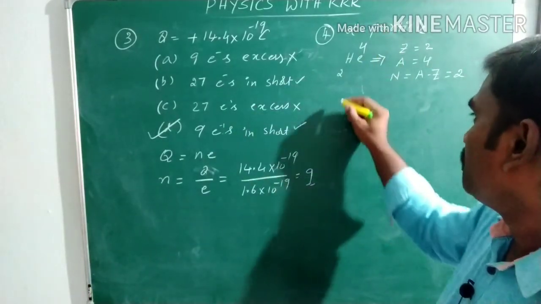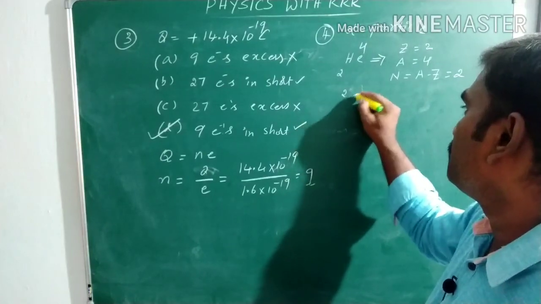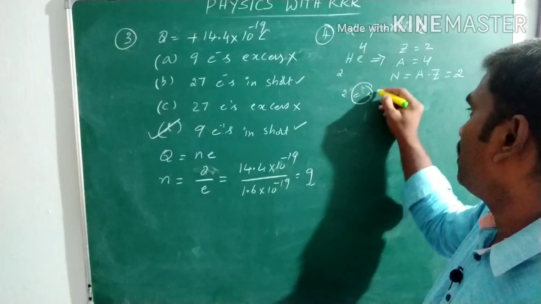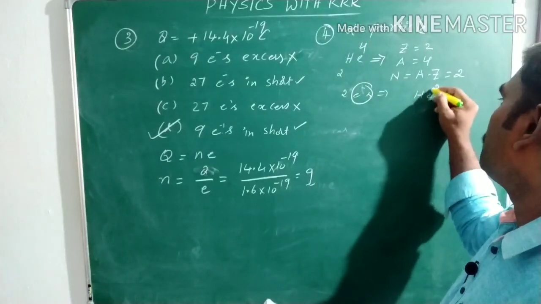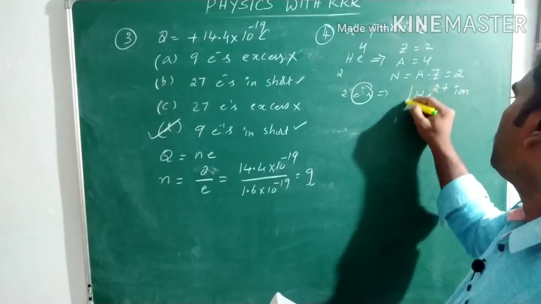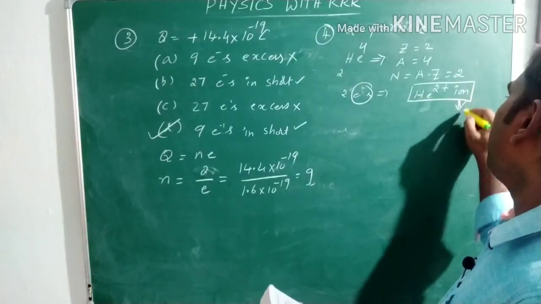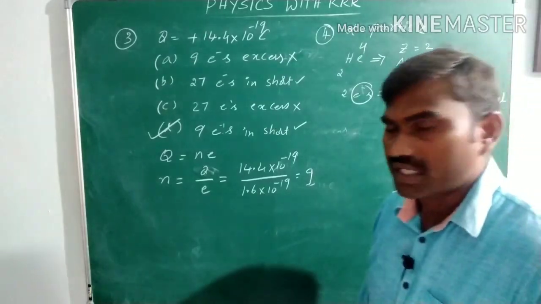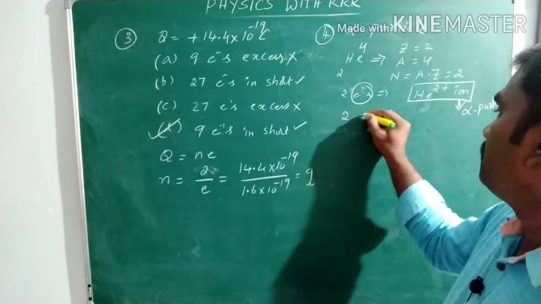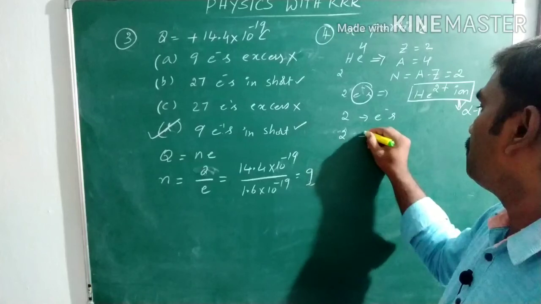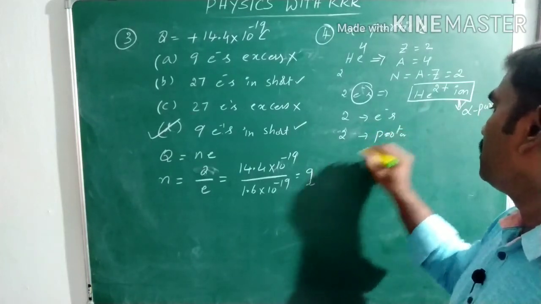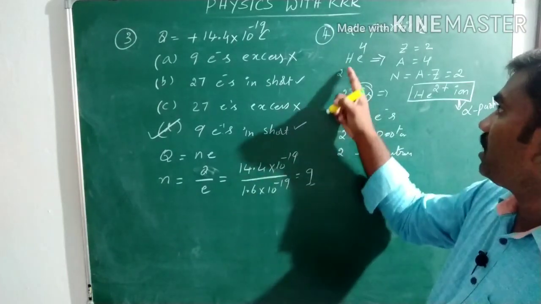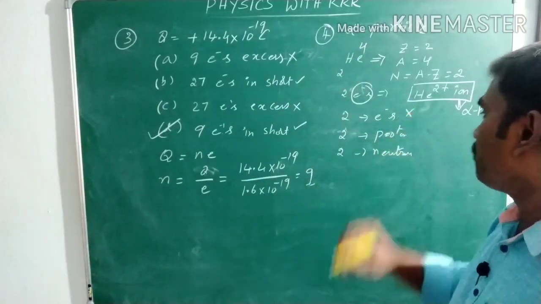So if these 2 electrons are removed from the helium-4, then we get the helium-2+ ion. This is known as the alpha particle. So when the 2 electrons are removed, 2 protons and 2 neutrons remain in the helium nucleus.